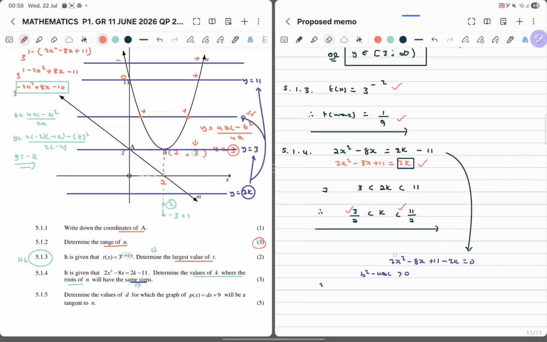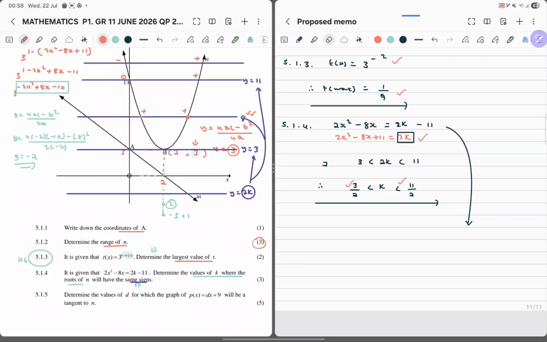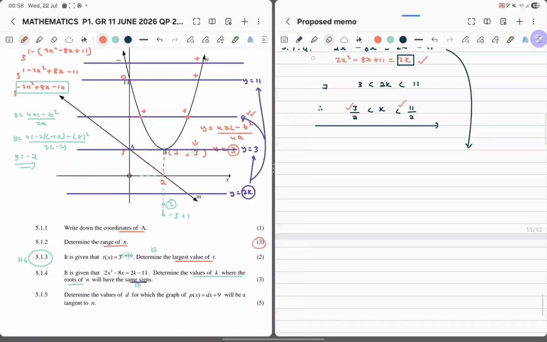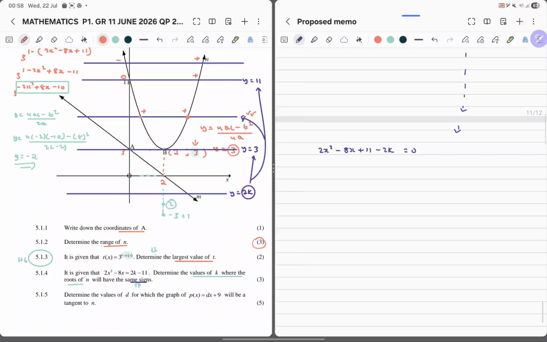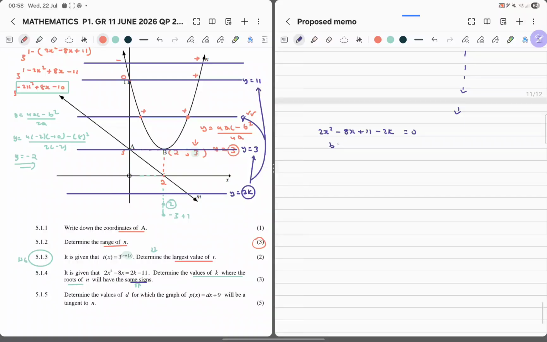Okay, but this is going to be a bit horrible. I'm thinking space is already gone. So let's just say you're continuing down here. So you could write 2x squared minus 8x plus even 11 minus 2k is equal to 0. And then we know that b squared minus 4ac must be greater than 0, because first they must be unequal, obviously. Now let's have a look.